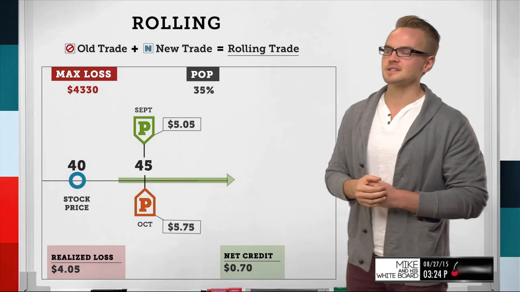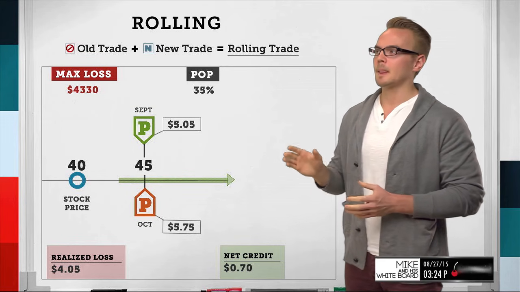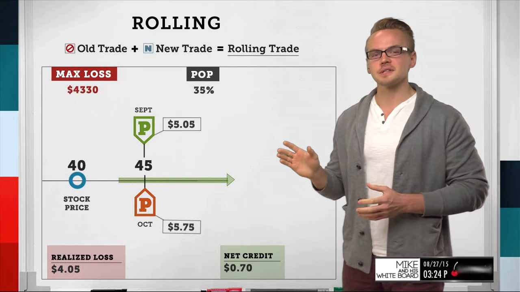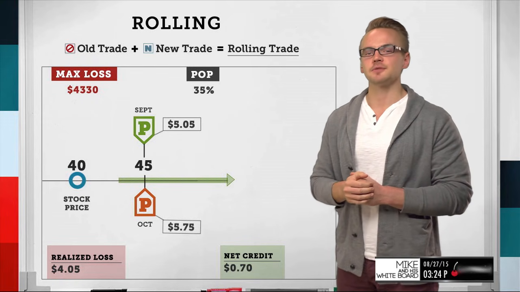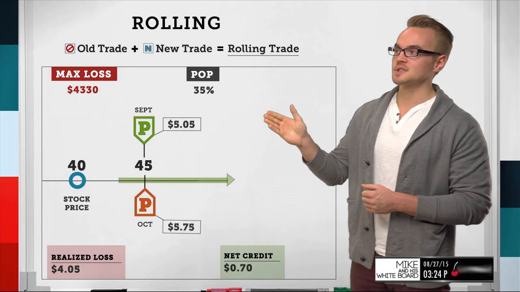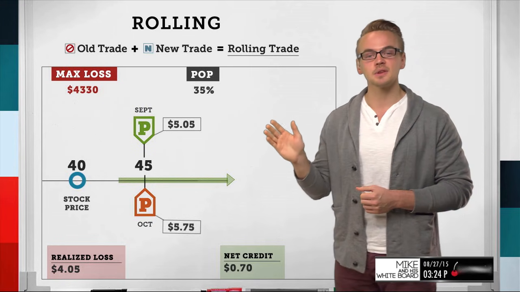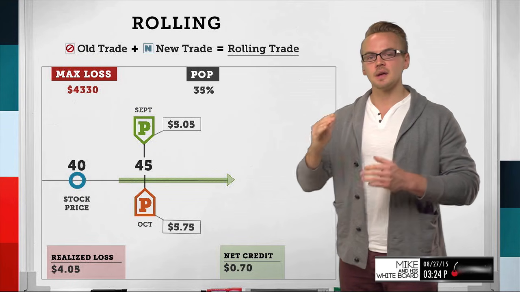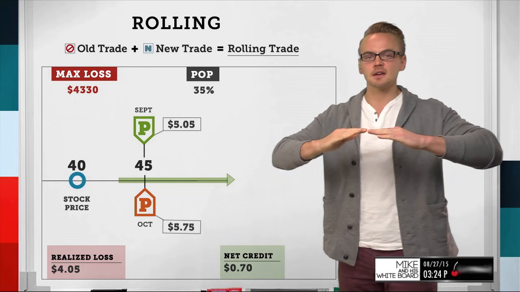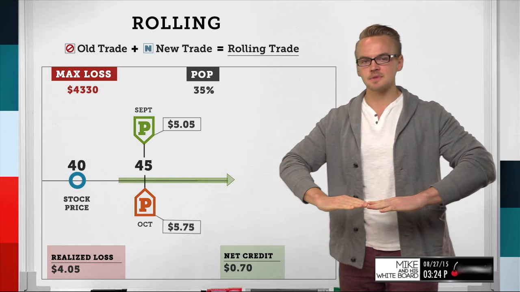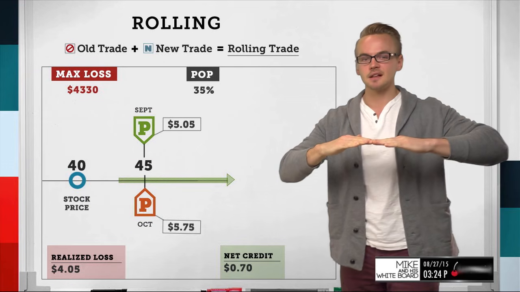Also, we've got a realized loss of 405. So this is really important to take into account. Although we're giving ourselves more time to be right with this 70-cent credit, we have locked in a loss of 405. So originally, thinking back to the original slide, we've got the put that we sold for $1. If I'm flat and then I sell an option, I have to buy it back to close it. Or if I'm flat and I buy an option, I have to sell it back to close it.